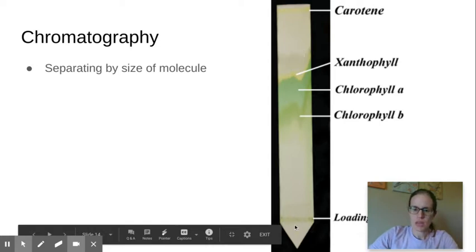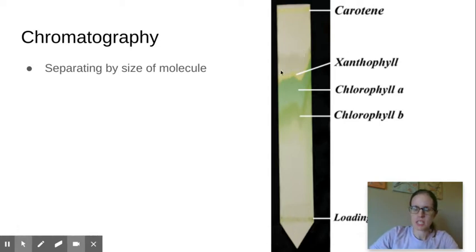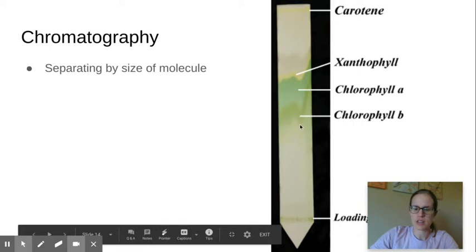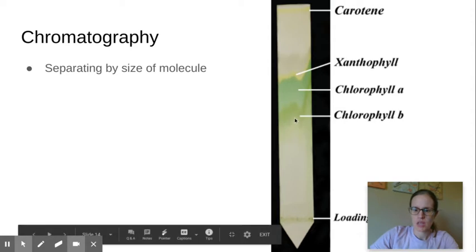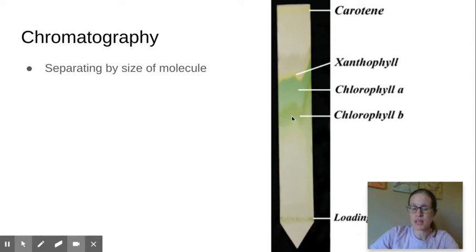Like with this one, this carotene here has a greater affinity for the liquid that's carrying the pigment up the filter paper. So it stays with the liquid as it rises up the filter paper. The chlorophyll B has greater affinity for the filter paper than it does for the substance taking it up the paper. So it stops first.